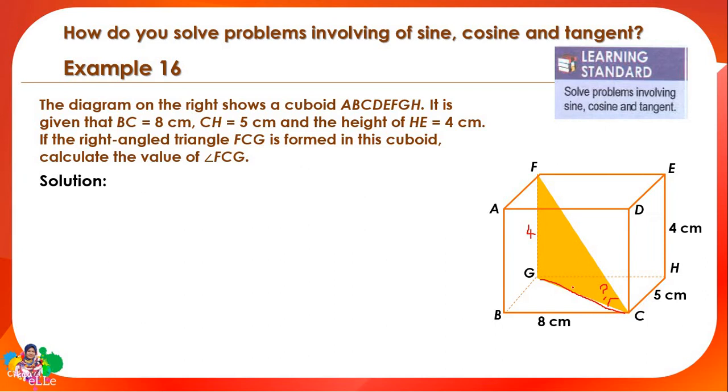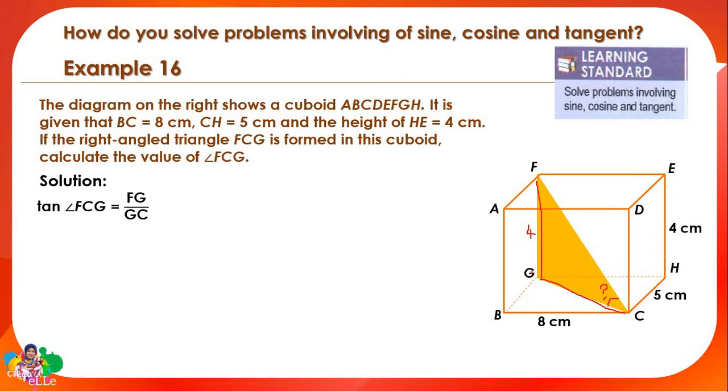You can find the length of GC by using trigonometric ratio. What ratio is it? You have FG, and you want to know this angle. Then FG is opposite, GC is adjacent. Therefore, you have to use tangent. Tangent of angle FCG equals FG over GC, because tangent is opposite over adjacent. But now you do not know the length of GC. You have to find this length first.